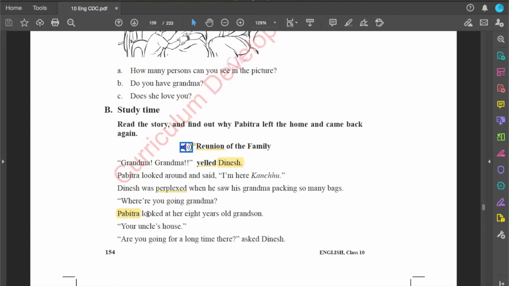Pavitra looked at her 8 years old grandson. Eight years. In reply, she said, "Your uncle's house," which means she was going to the boy's uncle's house, her other son's house. "Are you going for a long time there?" asked Dinesh.